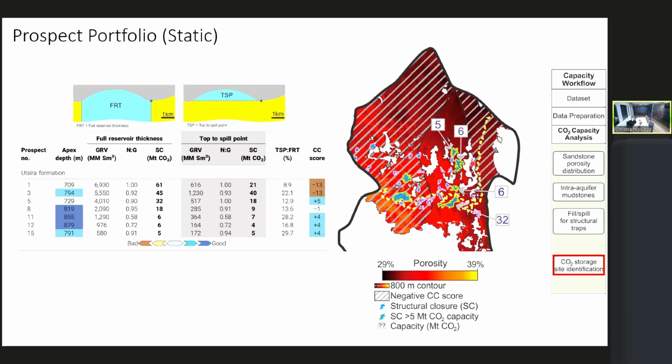But the prospects that we currently have that are suitable are these ones here. So there are 4 prospects, and you can see that prospect 5, this one here, is the largest, a lot larger than any of the others.